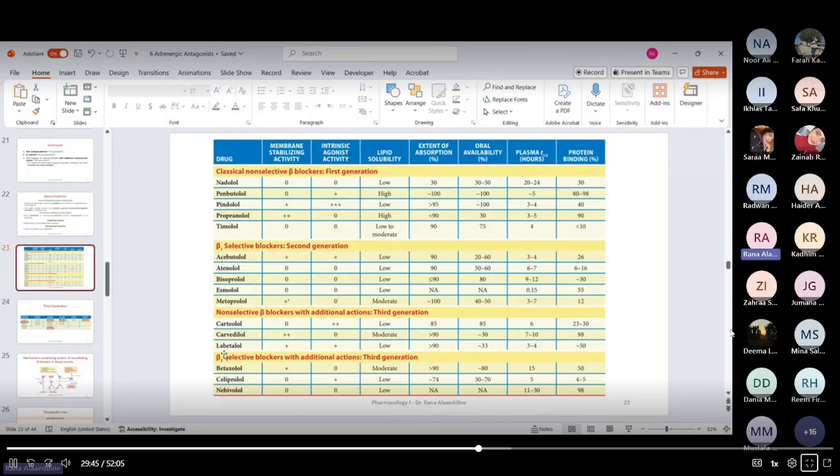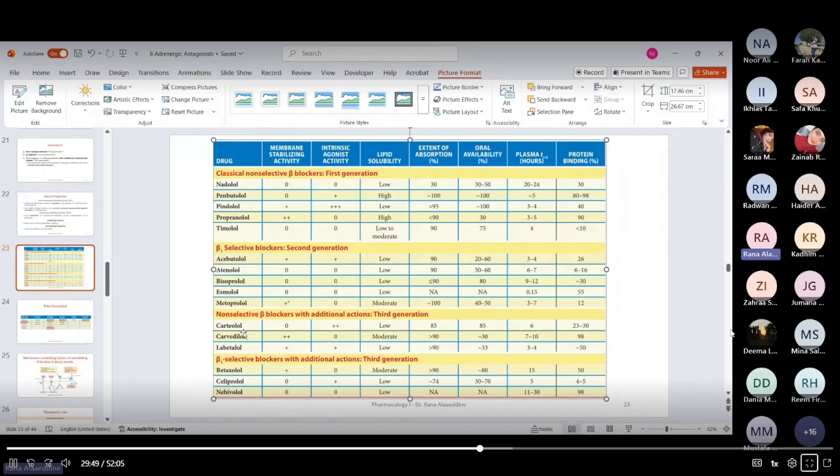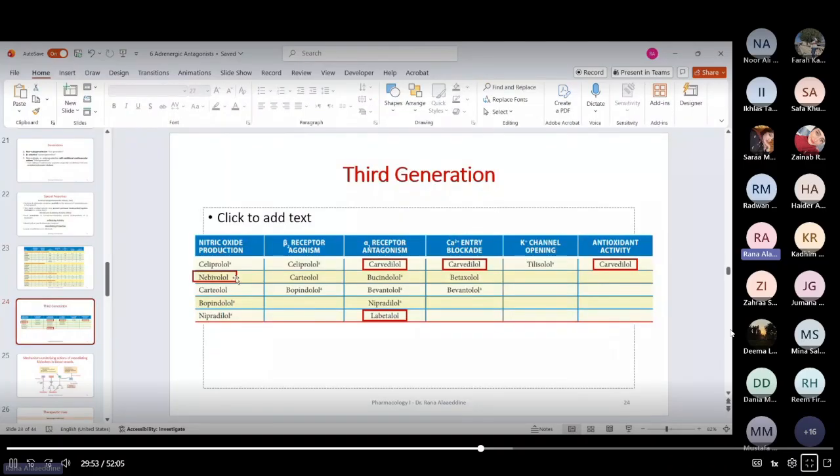So, guys, we have a bunch of drugs that are extremely special. And the 2 most special ones are carvedilol and labetalol. Okay, so carvedilol and labetalol. Okay, we have also nebivolol that can be also special. So there are multiple properties that each one of those drugs might have. This is why we put them into a different generation, a third generation.